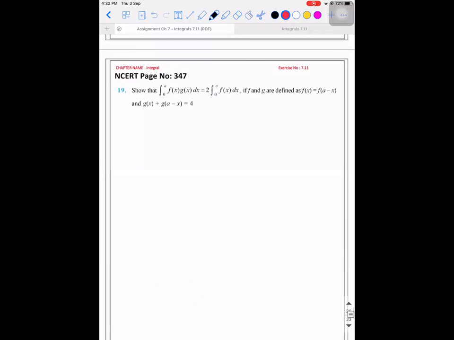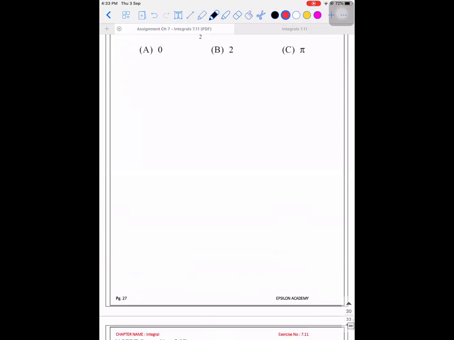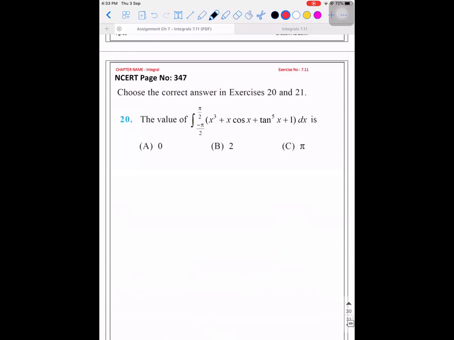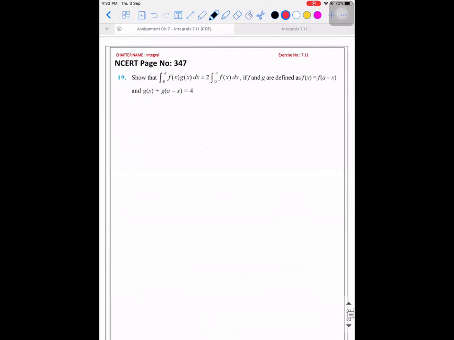So there is one last problem, I think. 19th, 20th, 21. Okay, let's finish it off. So 19th one, what are they saying? Integral of 0 to a f of x into g of x dx is equal to 2 times integral of 0 to a f of x dx. So we need to show this, if f of x is equal to f of a minus x and g of x plus g of a minus x is 4. So what are they trying to say?